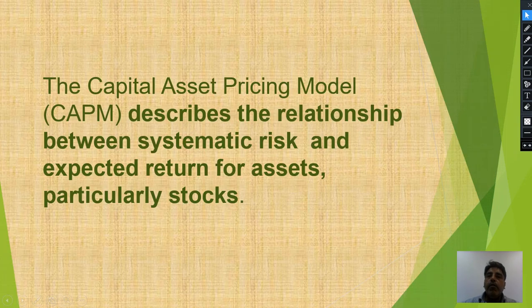The capital asset pricing model actually describes the relationship between the systematic risk, which is known as the beta, and the expected returns for assets, particularly the stocks. So, whenever we mention the relationship between the beta as well as the expected return of an asset, which are normally the stocks or the shares, this is being described in the capital asset pricing model.